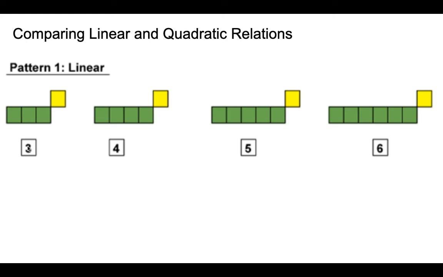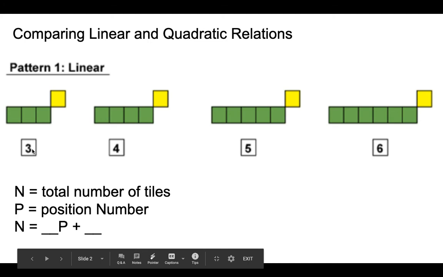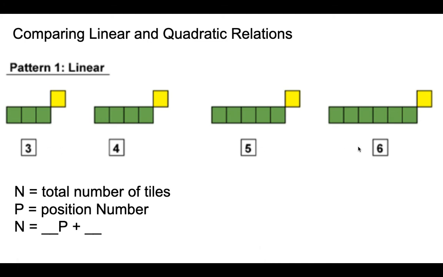So this is step number 3, and you can see we have 3 green tiles and 1 yellow one. And in step number 4, we have 4 green tiles and 1 yellow. We have 5 green tiles, 1 yellow, 6 green tiles, and 1 yellow. So remember when we're coming up with an equation to model these patterns with tiles, N will tell us the total number of tiles in each position. So this one has a total of 3 plus 1 is 4. This one has a total of 5, etc. P is the position number. So this is position number 3, number 4, number 5, and number 6.